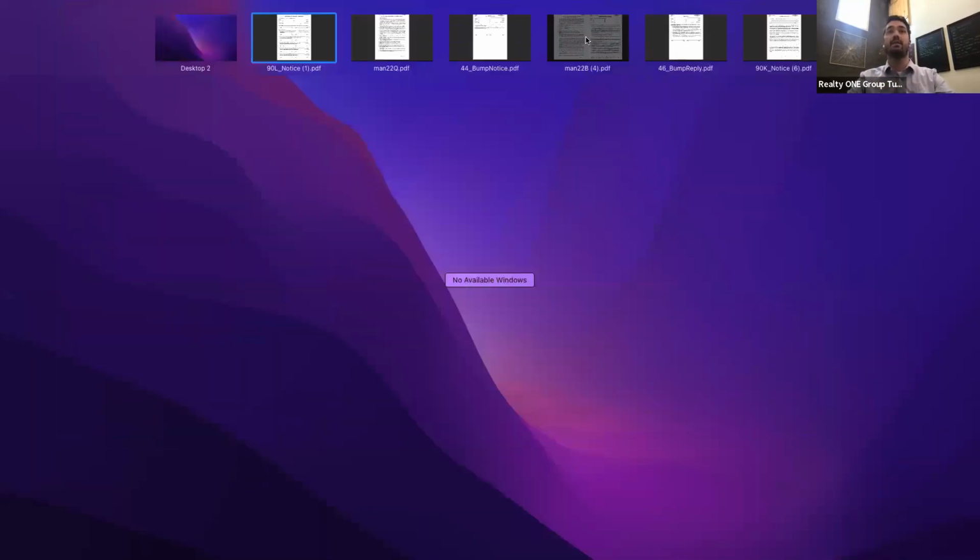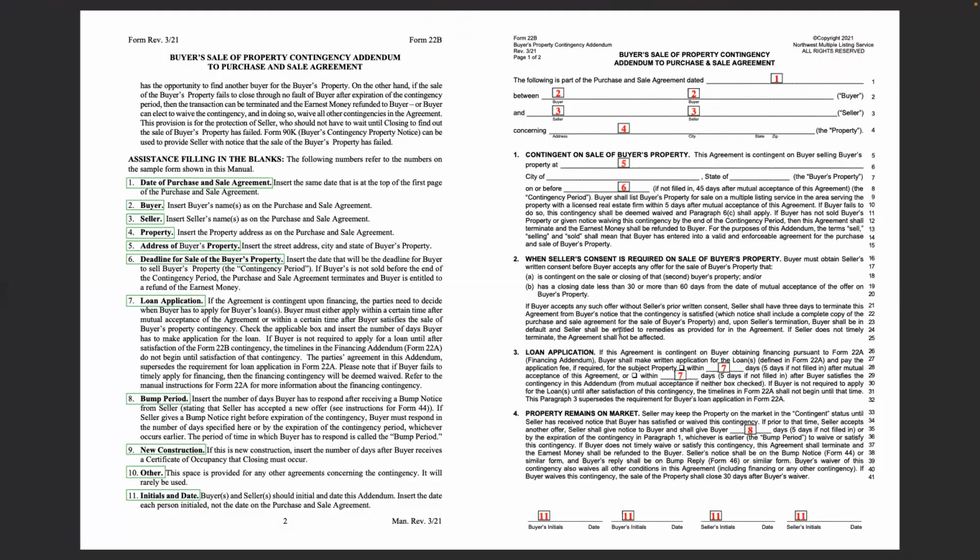So back to the Form 22B, it then says here, if the buyer accepts any such offer without the seller's written consent, seller shall have 3 days to terminate this agreement if they want to. So very important, obviously, to not mess that up. Okay. Any questions about that?